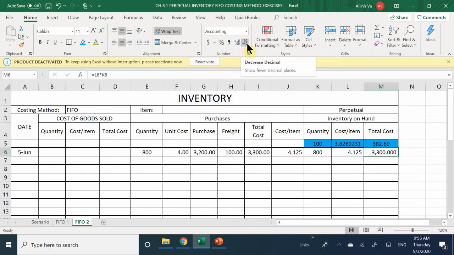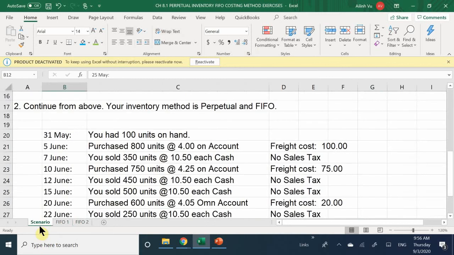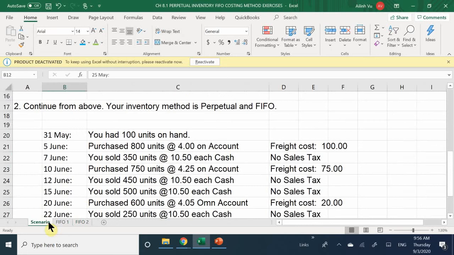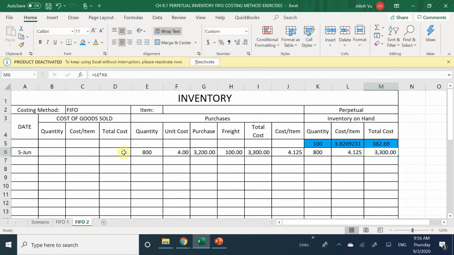Okay, so what happened next? 350 units sold at 10.50 each. Okay, good. Cost of goods sold. What was the date? June 7th. June 7. Good.